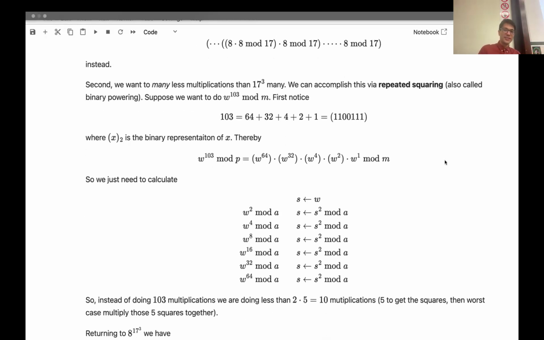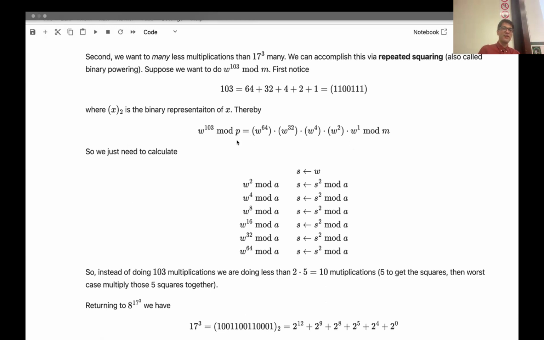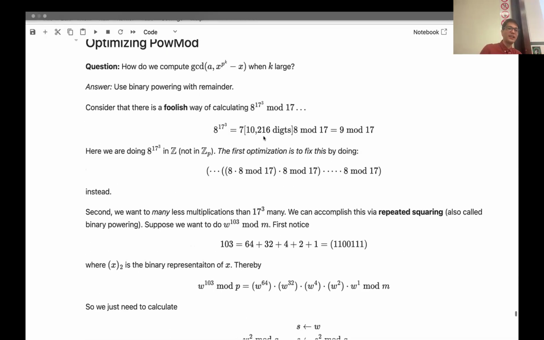So if we can do this, then it just remains to figure out how we actually get w squared 64, 32. Well, this, right? Take w, square it again, square it again, square it again, square it again. So to get w to the power of 64, that took 1, 2, 3, 4, 5, 6 multiplications. Okay, and then you need 6 multiplications to get this, 7, 8, 9, 10 to do w to the 103, not 103. Okay, and believe me, it's going to be a lot more significant in this situation.